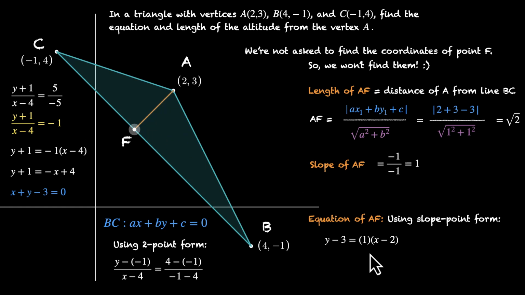So y minus 3 equals 1 times x minus 2. Y minus 3 equals x minus 2. Rearranging, y equals x plus 1. This is the equation of the altitude from A for this triangle ABC. Let's solve one more problem.